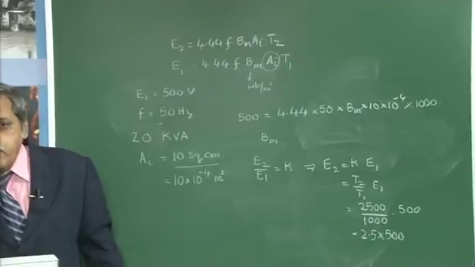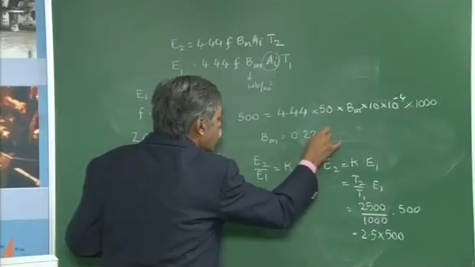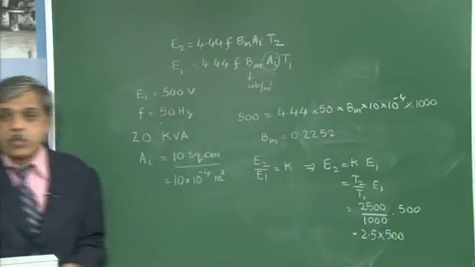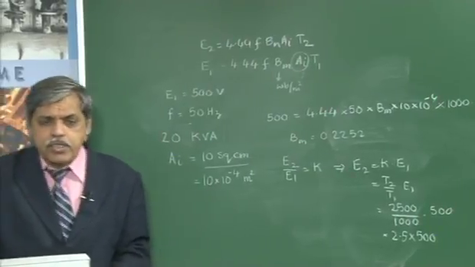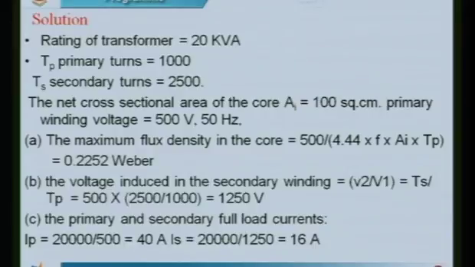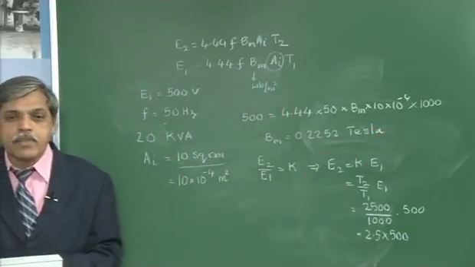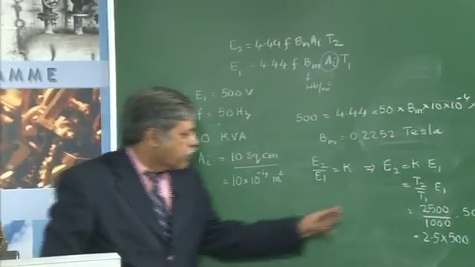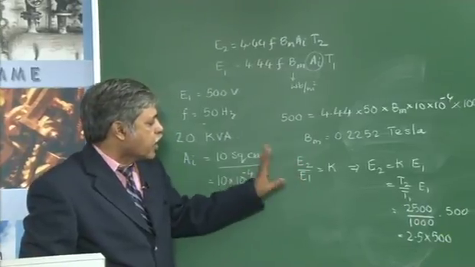The solution, if you see, I will get the maximum flux density value somewhere around 0.2252 Webers per meter square. It is Webers per meter square. Or I can also write it as Tesla, which is another unit for the flux density. So making use of this relationship E2 upon E1, or V2 upon E1, whatever you want you can write, this is the general notation.